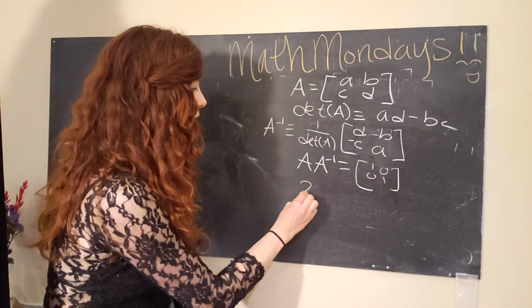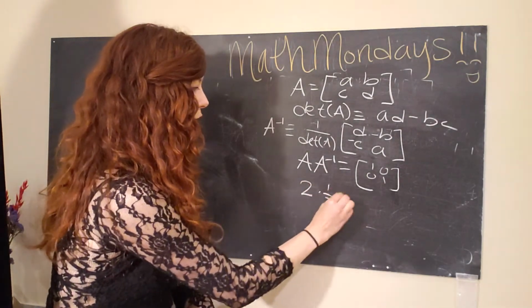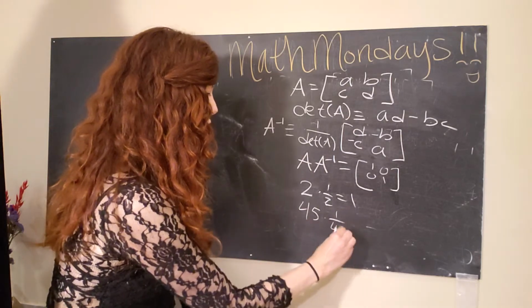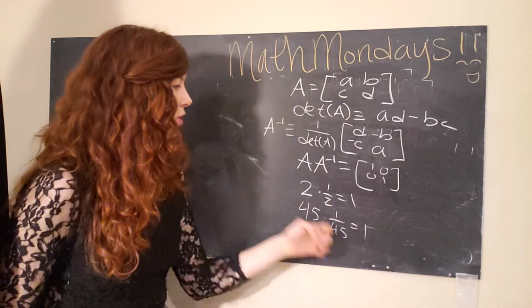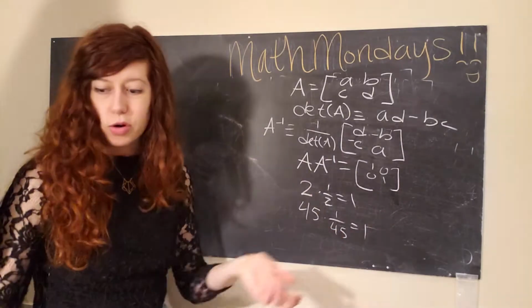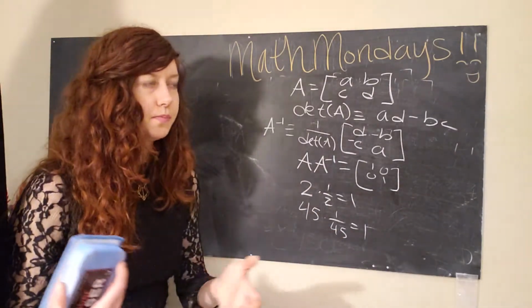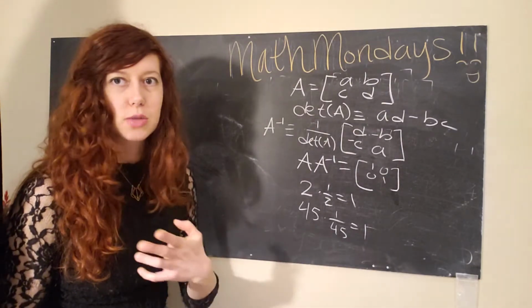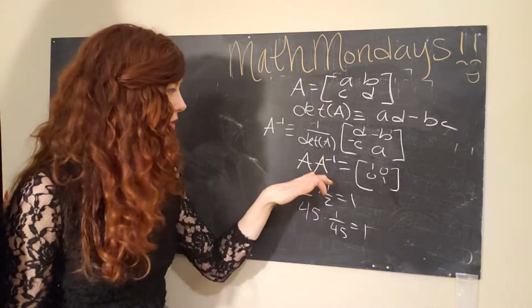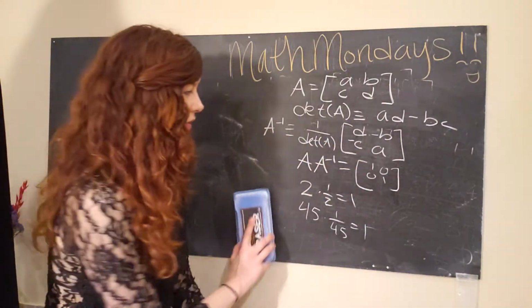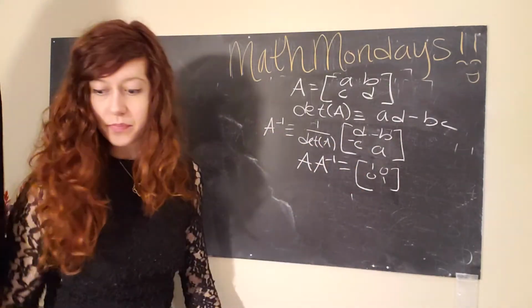Recall, if you multiply 2 by 1/2, you get 1. If you multiply 45 by 1 over 45, you get 1. So the inverse of a matrix is sort of like a reciprocal. But because when we're dealing with matrices, we have to use different operations, we have a different way of calculating what the inverse is.